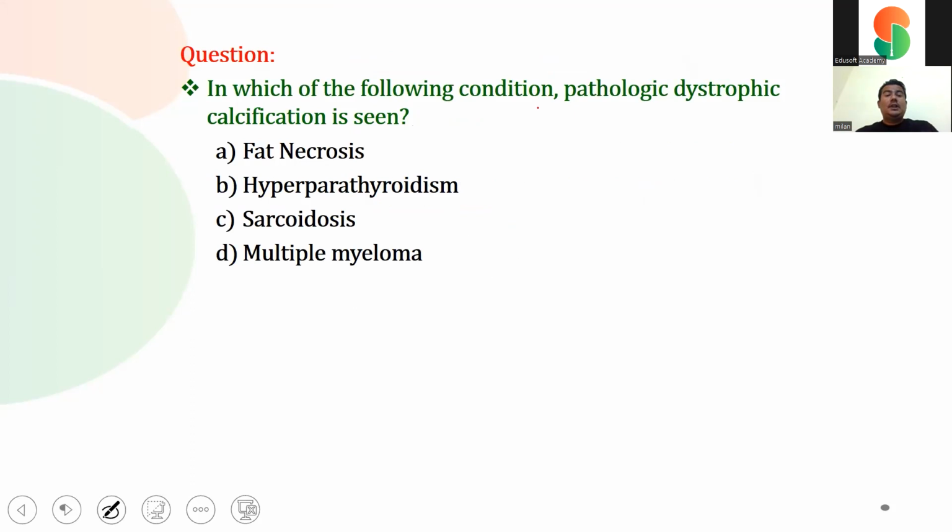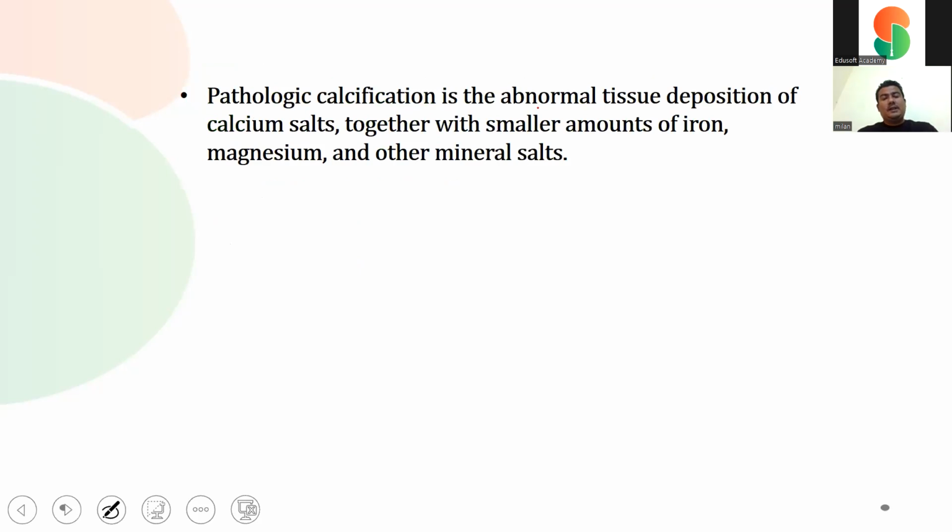Another question: in which of the following conditions is pathologic dystrophic calcification seen? The options are fat necrosis, hyperparathyroidism, sarcoidosis, and multiple myeloma. Before going to the answer, pathological calcification stands for the abnormal deposition of calcium salts in the tissues with a smaller amount of iron, magnesium, and other salts.